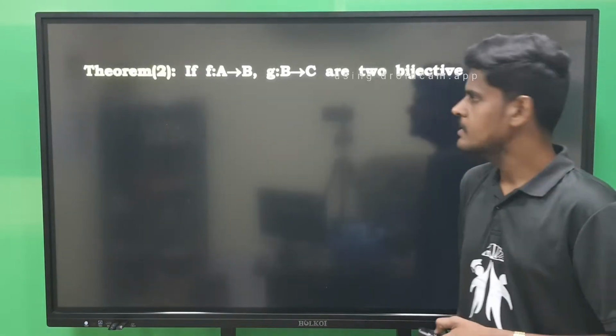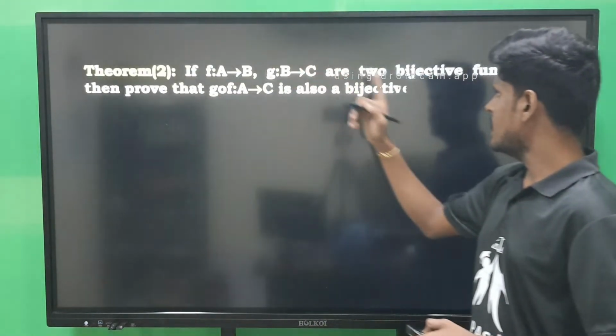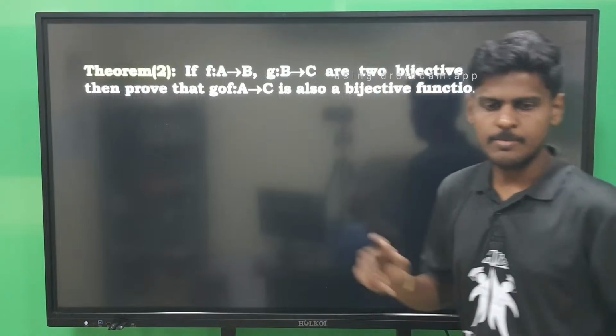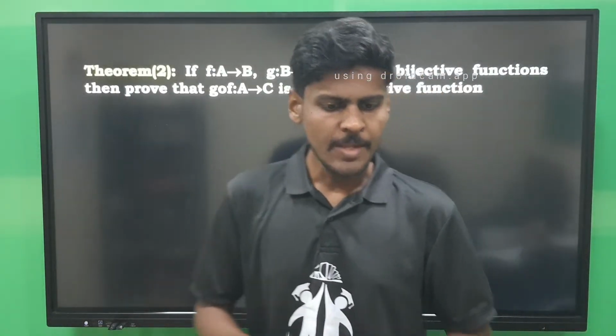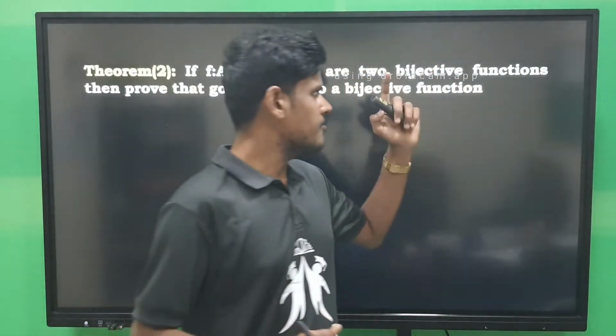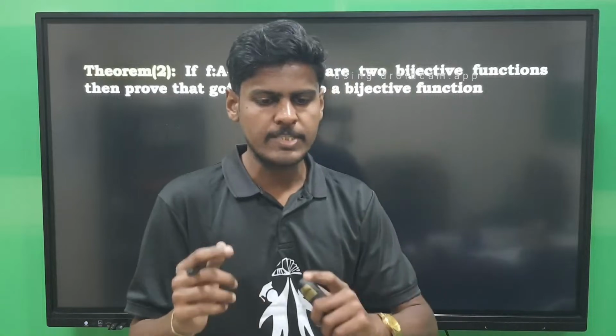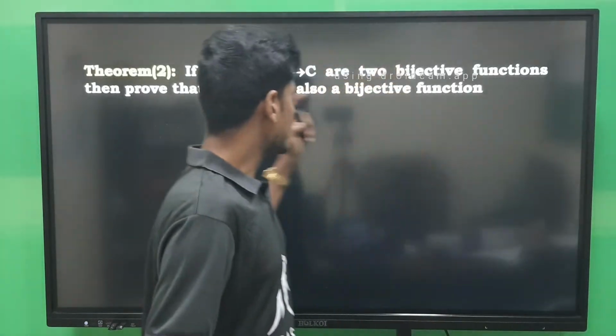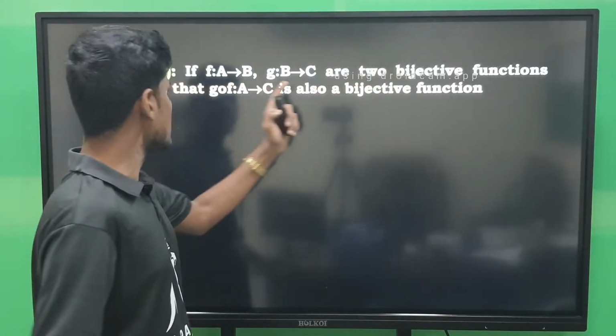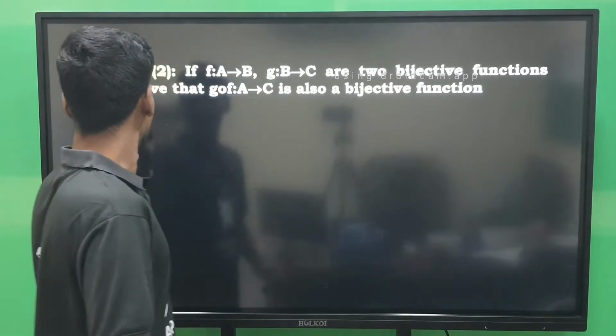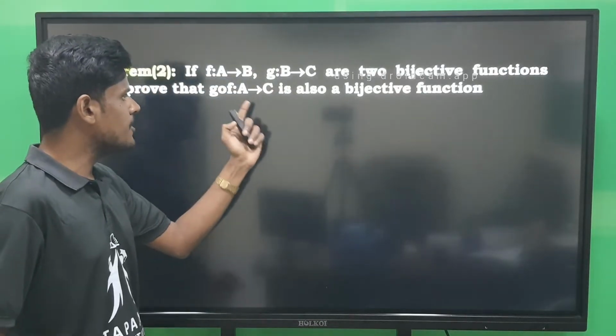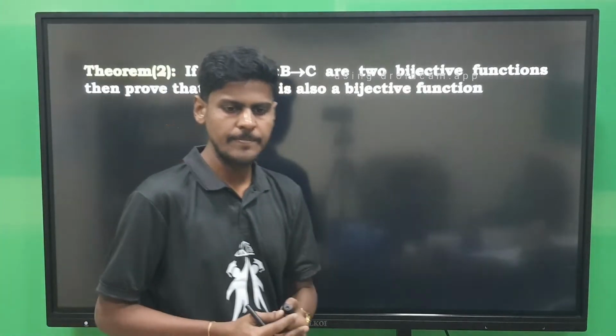Next theorem is: if f and g are two bijective functions. Remember what is a bijective function? A bijective function is nothing but a function that is both one to one as well as onto. So f and g are bijective functions. Then we have to prove that g of f is also a bijective function.